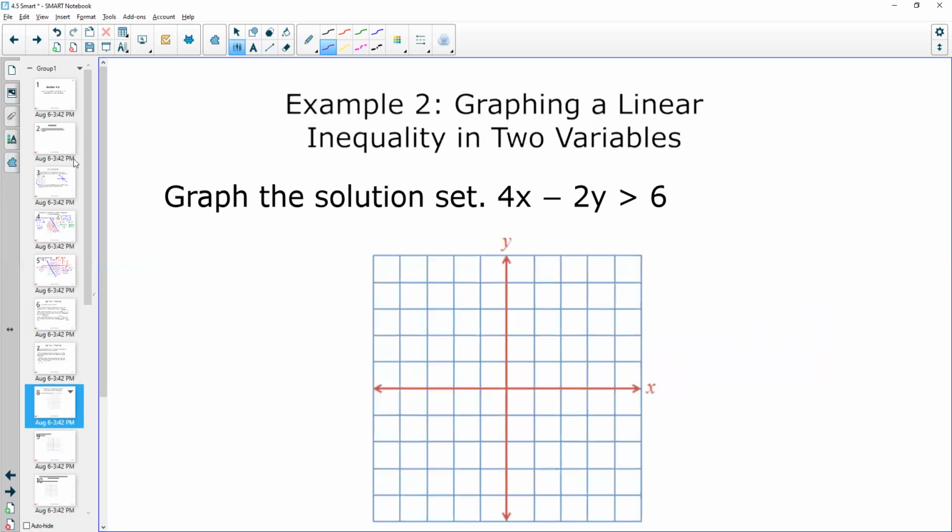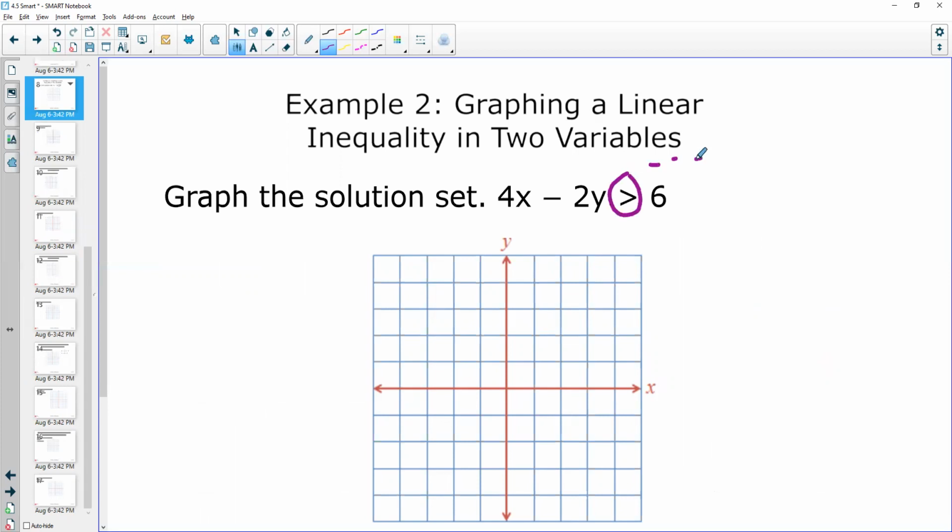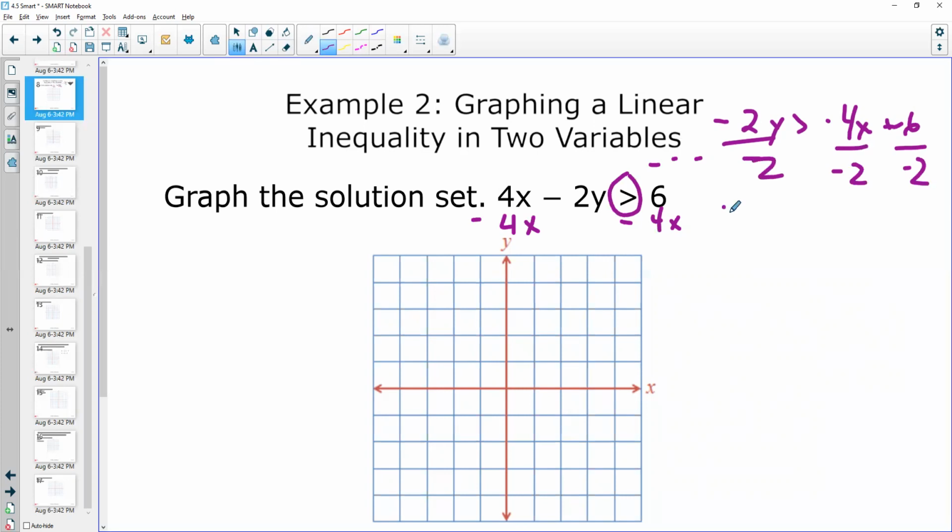All right, so let's try another one. You could actually try this one yourself, see what happens. So I know right away this is going to be a dashed line because it's not got an equal sign. So I'm going to move the 4x to the other side. So that's going to give me negative 2y less than negative 4x plus 6. When I divide by negative 2, remember I have to flip the direction of the sign. So y is less than 2x minus 3.